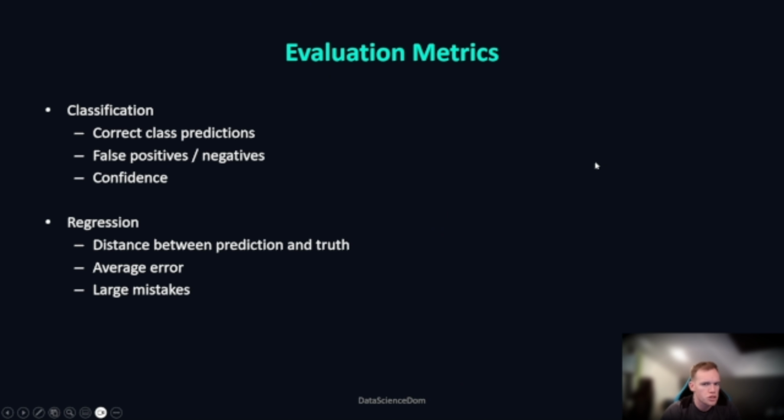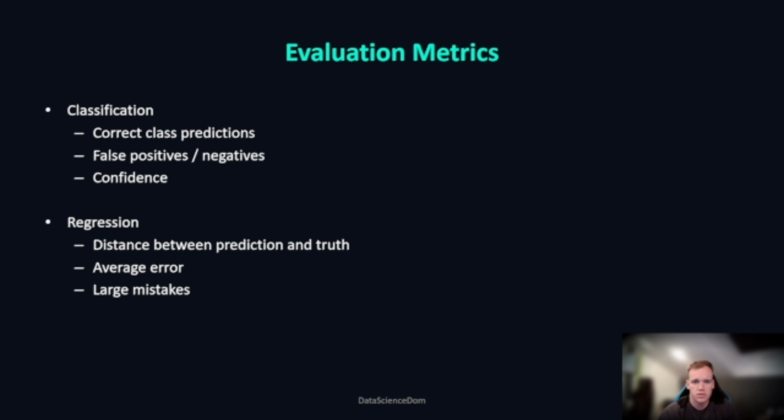Looking at the evaluation metrics, for classification what matters are correct class predictions, and also false positive or false negative predictions. What those are, we see on the next slide. And also the confidence, meaning how confident the classifier is about a prediction.